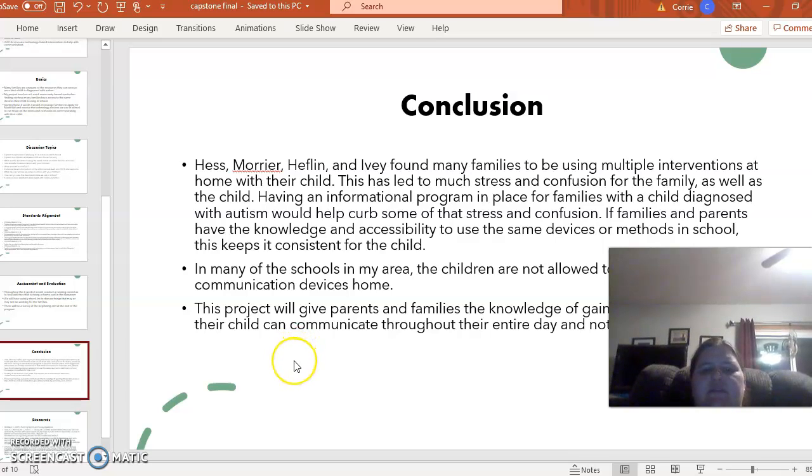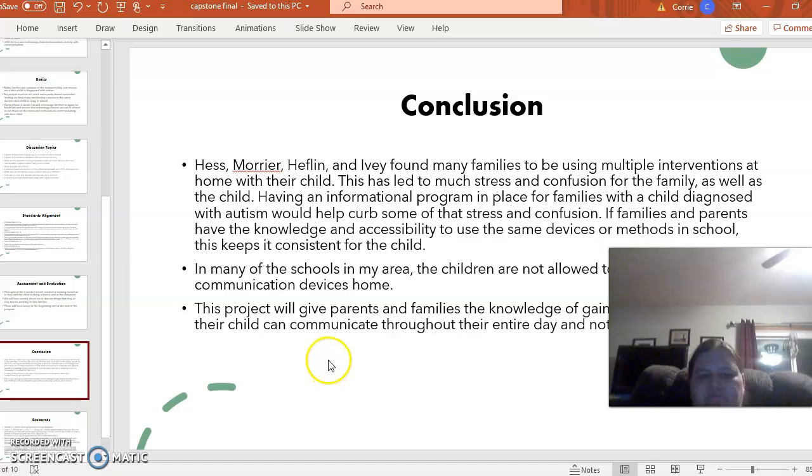If you keep that consistent throughout the school day, and then you're able to keep that consistency at home, it just betters the child and their learning how to communicate. In many of the schools in my area, the students are not allowed to take their devices home because the school had purchased them. So the point of this would be to give parents and families the knowledge of gaining the resources they would need so that they could keep the tablet or Chromebook or communication device at home.